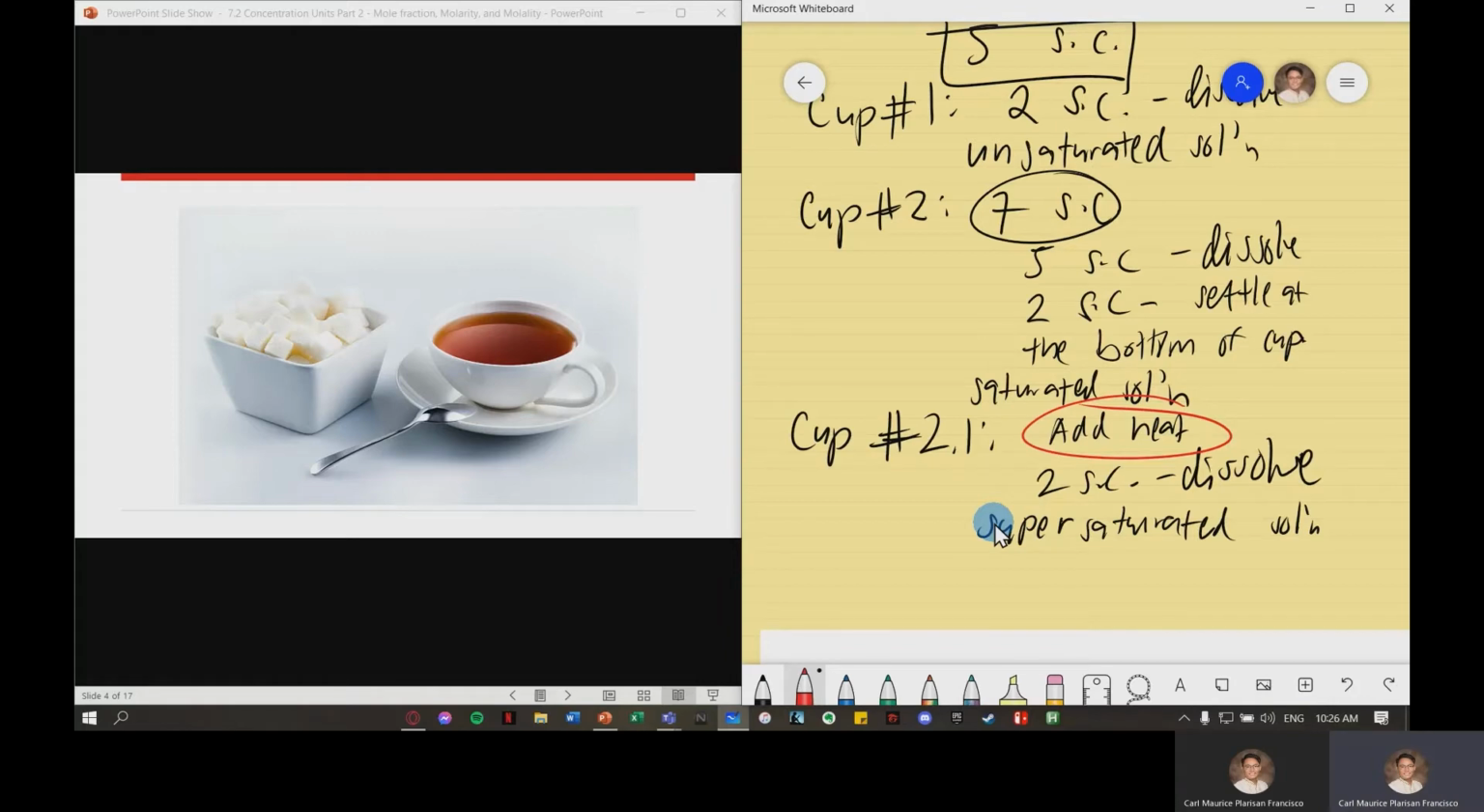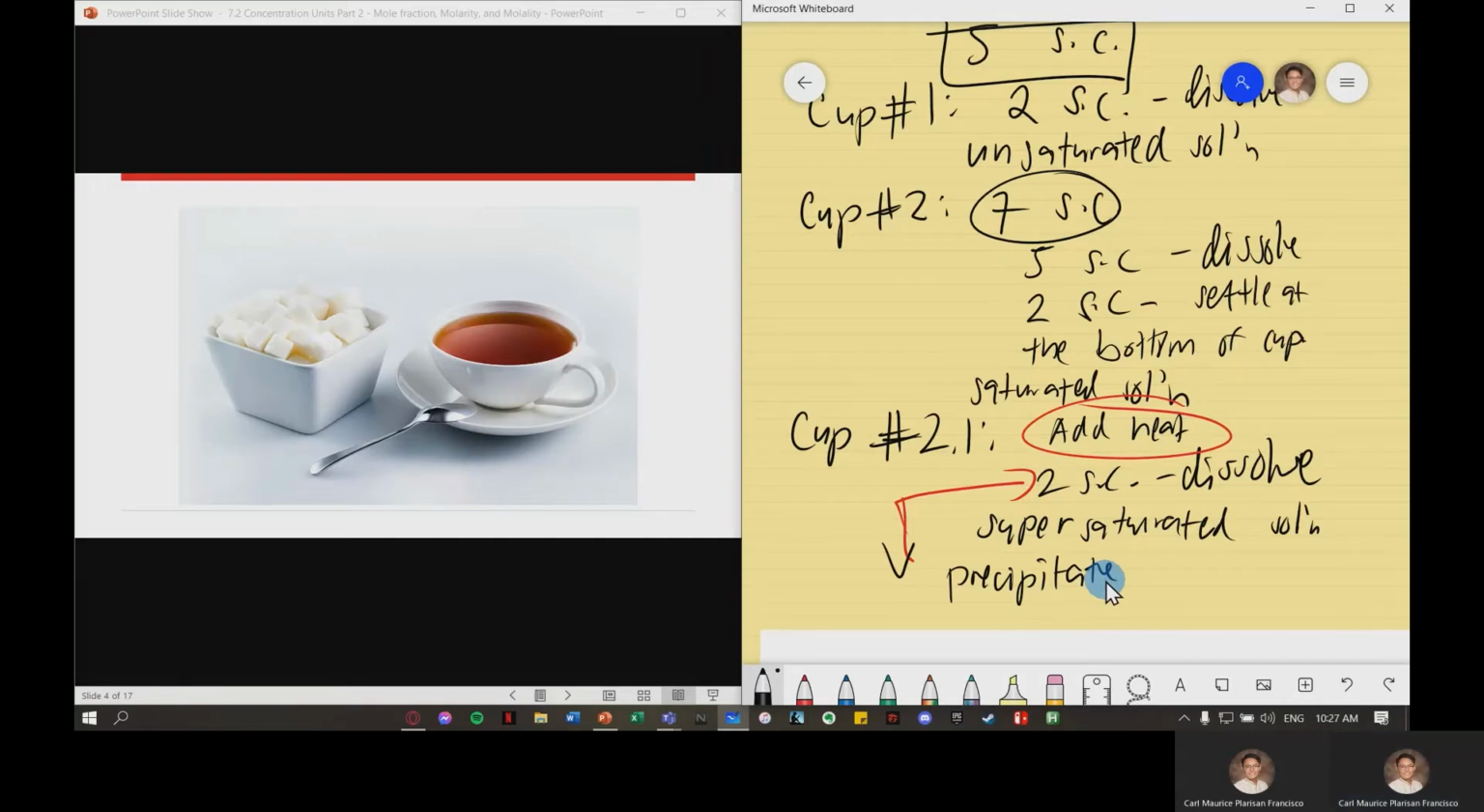After a while, itong 2 sugar cube ay bumalik. Bumalik sa pamamagitan ng precipitate. Ulitin natin. Cup 2.1. After quite some time, sige, na-dissolve na yung 7. Mainit pa yung tasa. After quite some time, lumamig. Lumamig na ang temperatura, bumalik na sa normal na temperature, hindi na mainit yung tasa. Kapag bumalik na sa normal na temperatura, yung dalawang sugar cube na na-dissolve kanina dahil sa init, ay babalik. Magiging precipitate.